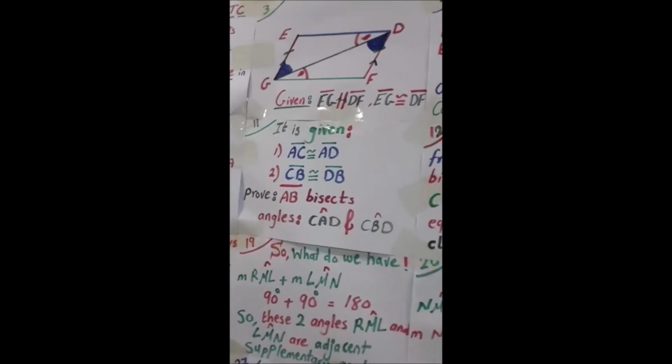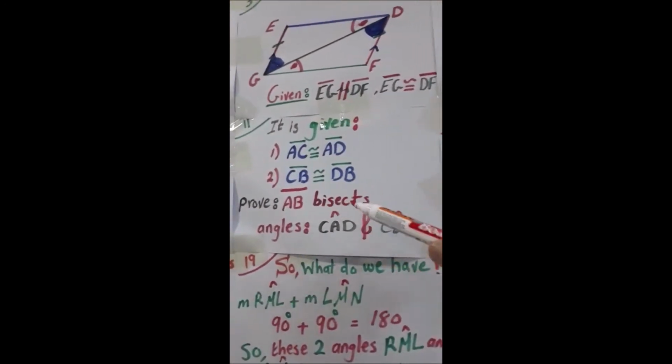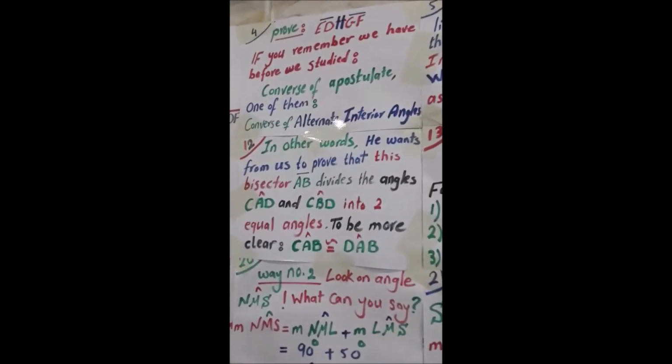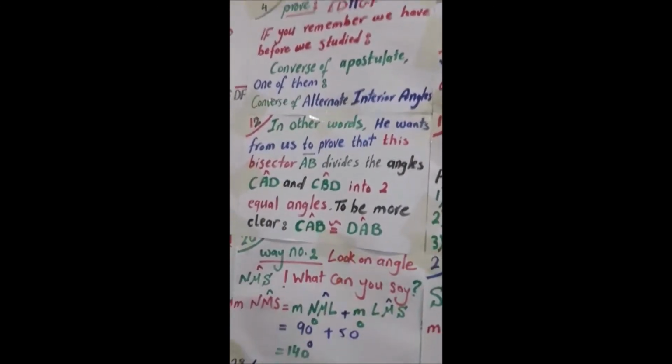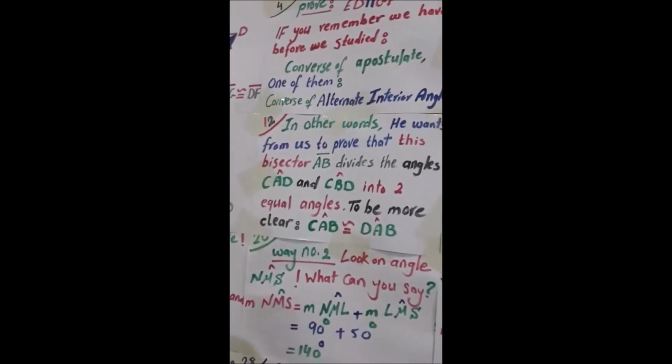And he wants us to prove that the line AB bisects the angles CAD and CBD. In other words, what is the meaning that this line bisects? That means he wants us to prove that this bisector AB divides the angles CAD and CBD into two equal angles. Can you explain this on the figure?